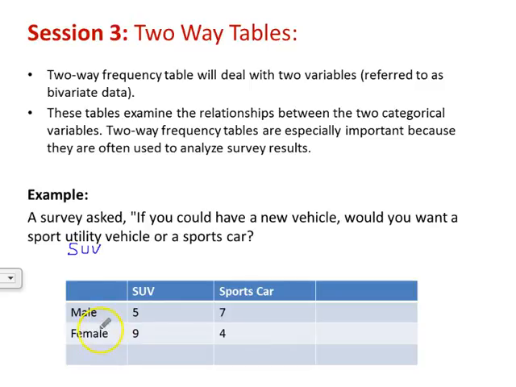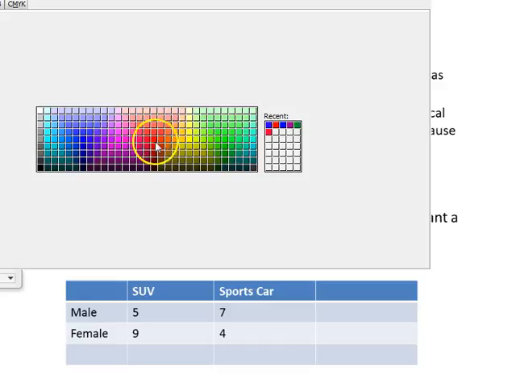And then out of the females, 9 wanted an SUV, 4 wanted a sports car. So you can see the two-way table, we're comparing 2 sets of bivariate data, males and females versus SUVs and sports cars. What's cool about two-way tables is we can pull all sorts of information from this table. In addition to just collecting the data of whether you wanted a sports car or an SUV, we can also find the total number of people asked.